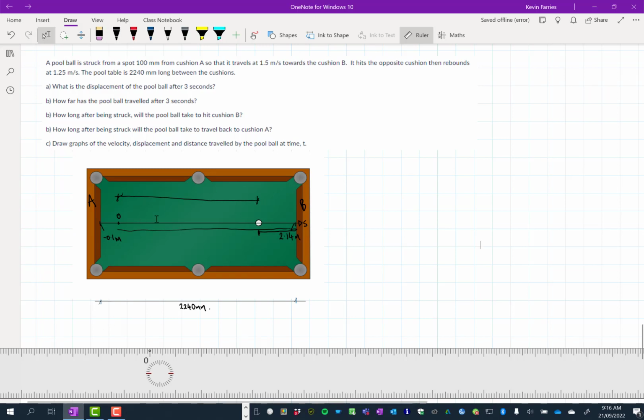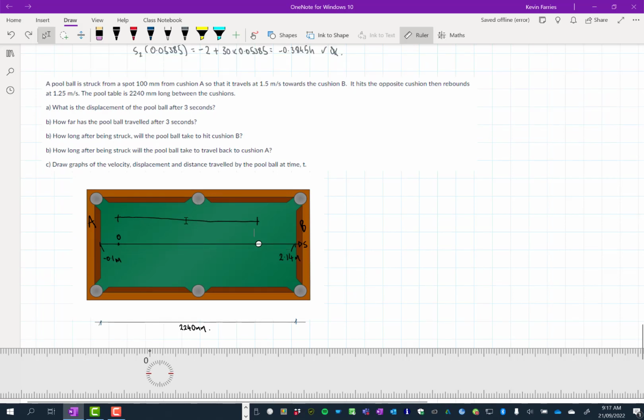And displacement could be negative. In this case, I think it's going to be positive if it travels for 3 seconds. Could be wrong, actually. 0.5 meters per second. See what happens. So let me just get rid of that.